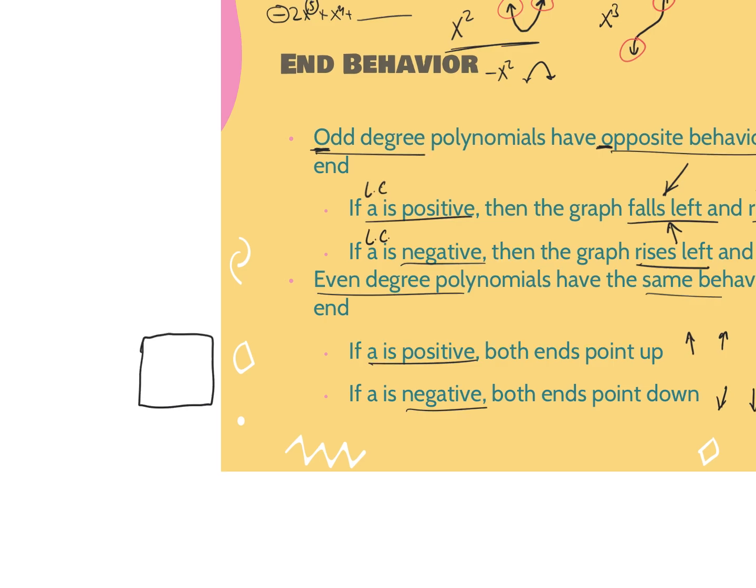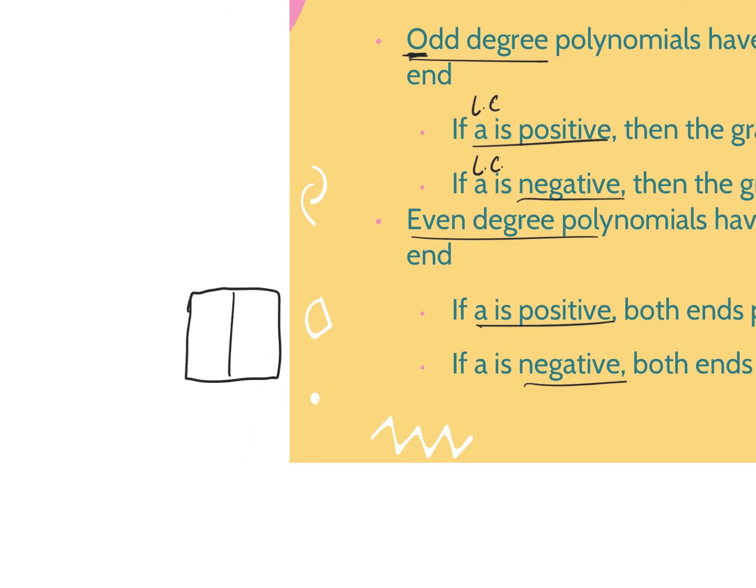But let me just zoom in on a little table that I'm about to make. I'm going to have one side represent the degree, and the other side represent the leading coefficient. The degree is either odd or even, and the leading coefficient is either positive or negative. If it's odd positive, remember odd goes in opposite directions.